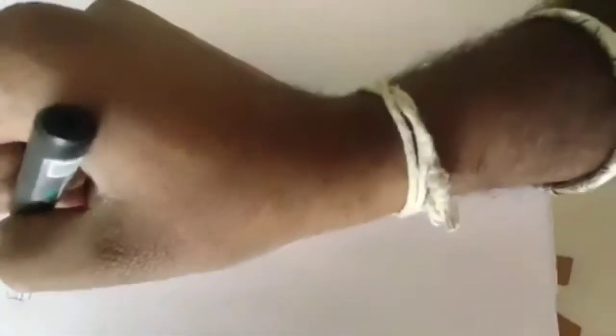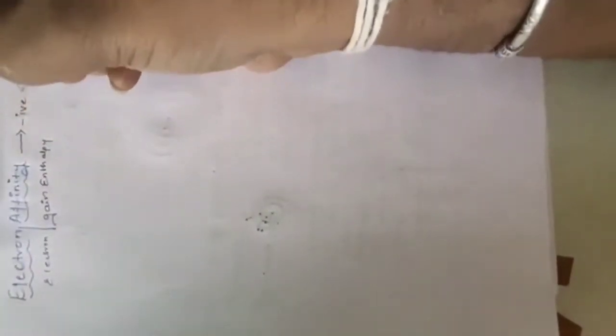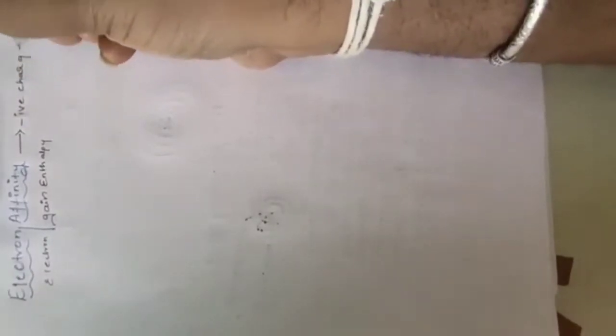You see, this is quite commonly electrons, correct? No, electrons gaining enthalpy. You see, electron affinity, every time it will be the negative charge only, negative charge.